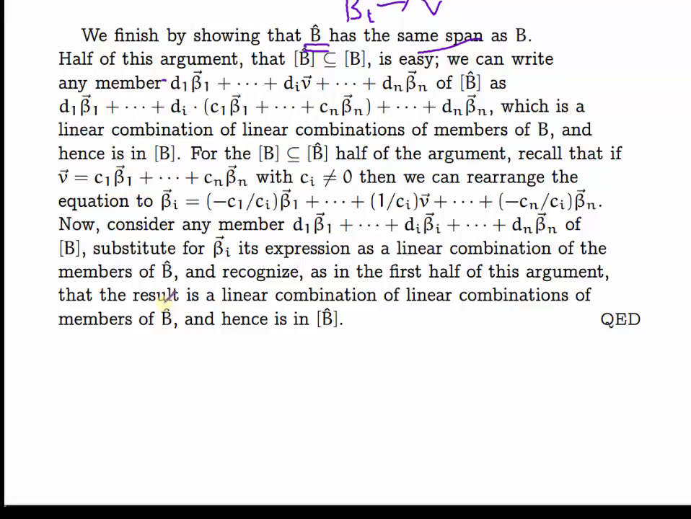So I can prove the inclusion both ways. Beta hat and beta have the same span. If I replace beta_i with v, I have the same span. I still have, if I start out with a basis, I'm still going to have a basis.